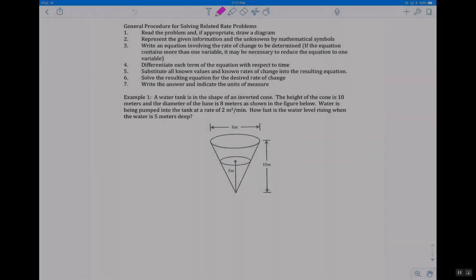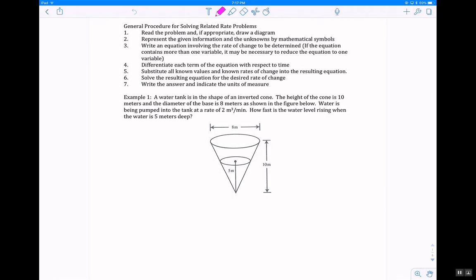Okay, so let's go ahead and take a look at this next lesson. We're going to do some related rate problems, and some maximizing or minimizing volume problems in this lesson. So example 1, water in a tank in the shape of an inverted cone.